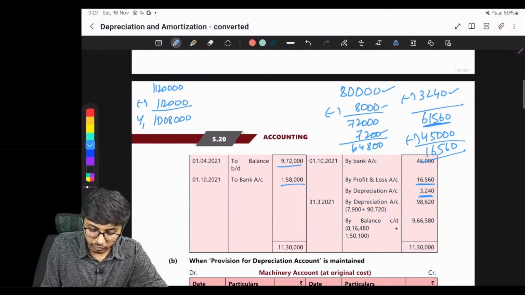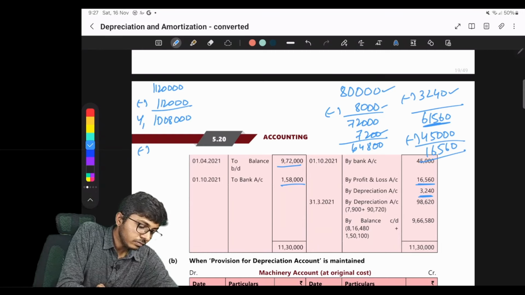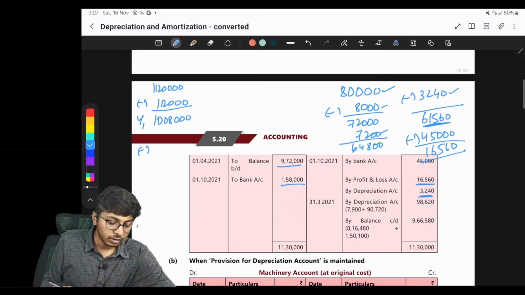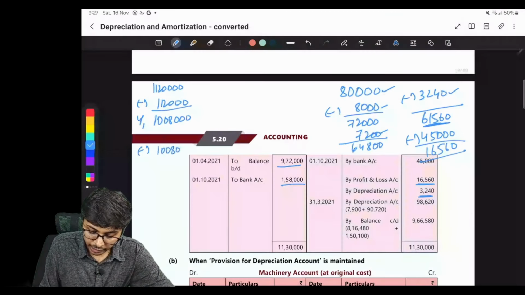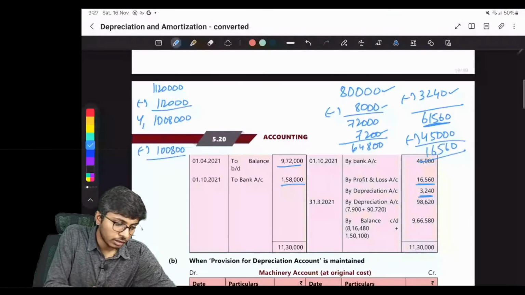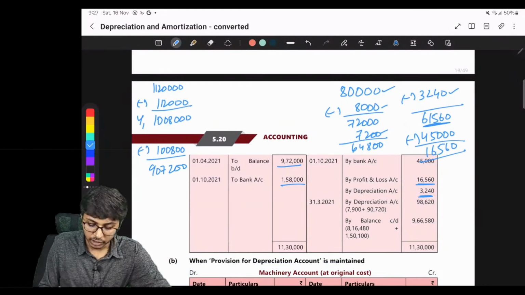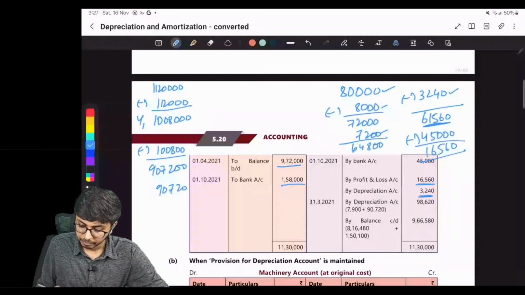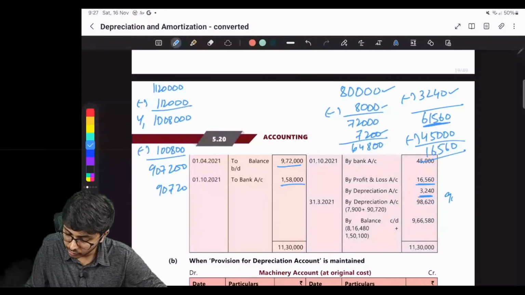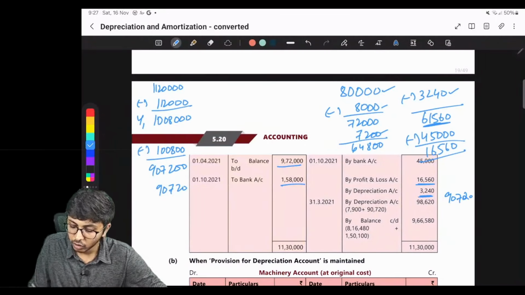Correct. This is Y1. So 10,08,000. If you minus depreciation for the second year, you should get 1,08,000 as the depreciation amount, and your balance should be 9,07,200. Okay, this is after the second year. Now for the third year, your depreciation will be 90,720. So in this depreciation, 90,720 will be your first asset.